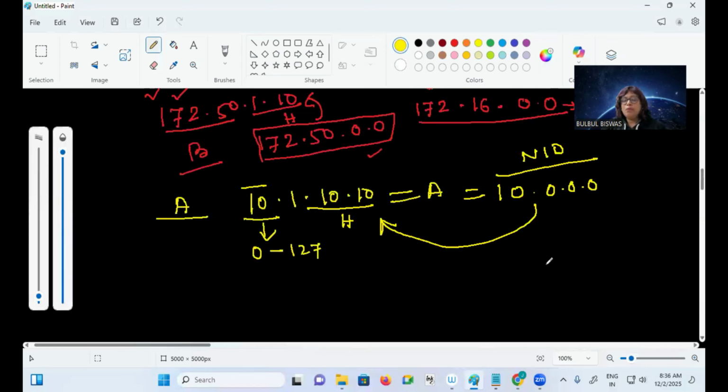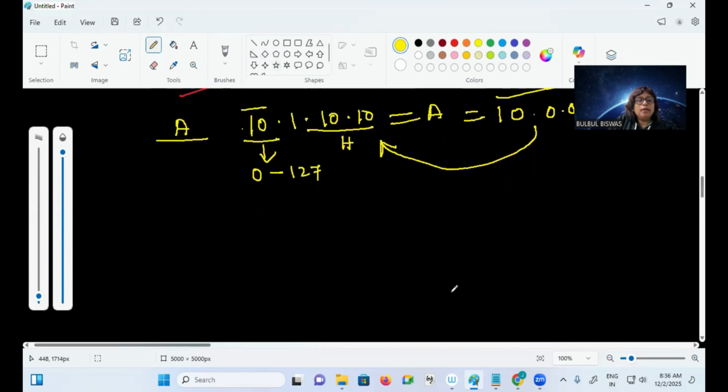Am I clear, everyone? So whenever we are going to find the network address of any class A IP, you just keep the first octet as it is and put zeros in the other three octets, and whatever the resultant IP you are getting, that is the network address of the host.